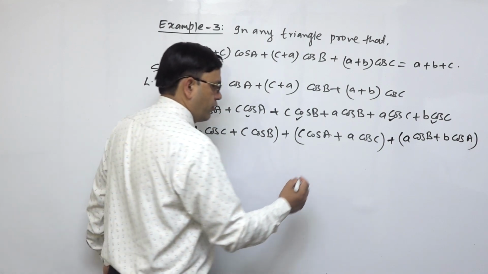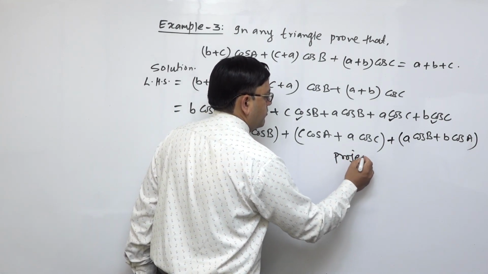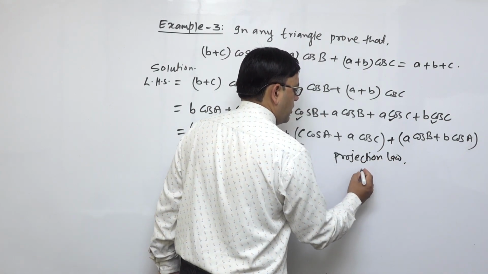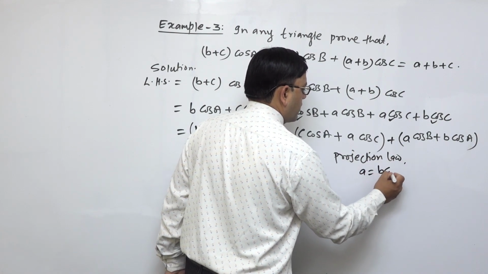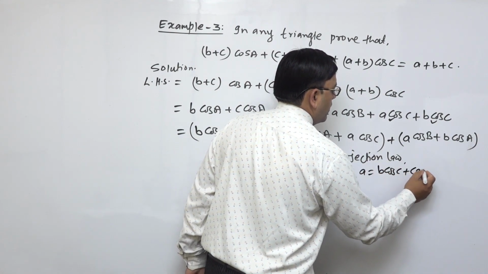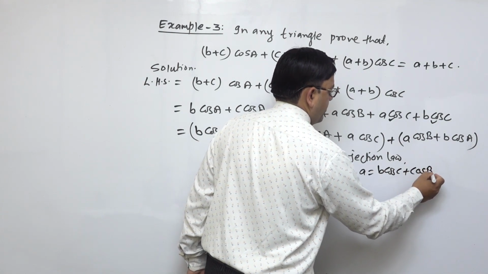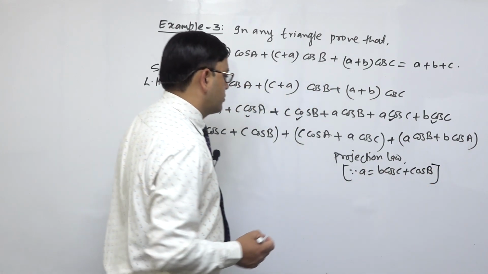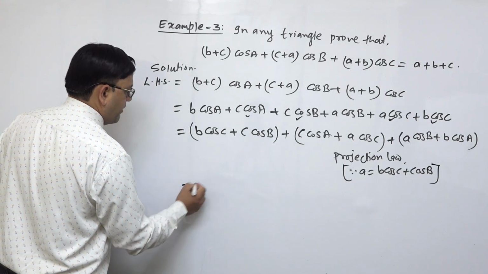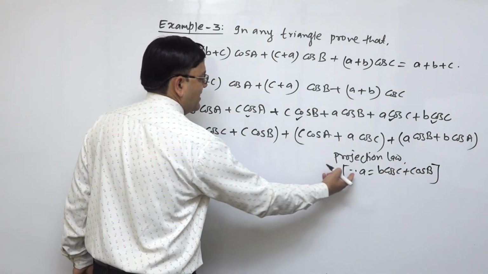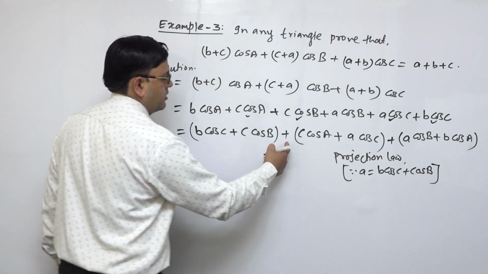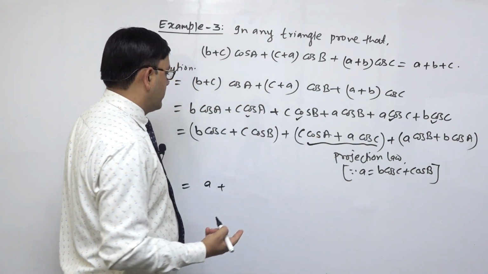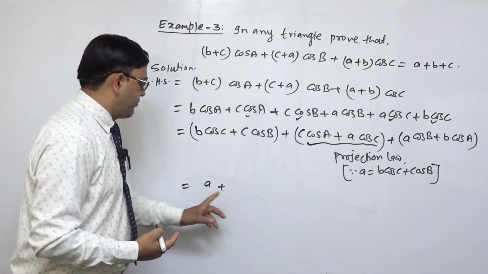Now we know the projection law. According to the projection law, a is equal to b cos C + c cos B. This is called the projection law. Similarly, we have another one also. So b cos C + c cos B is a, and then c cos A + a cos C is b.